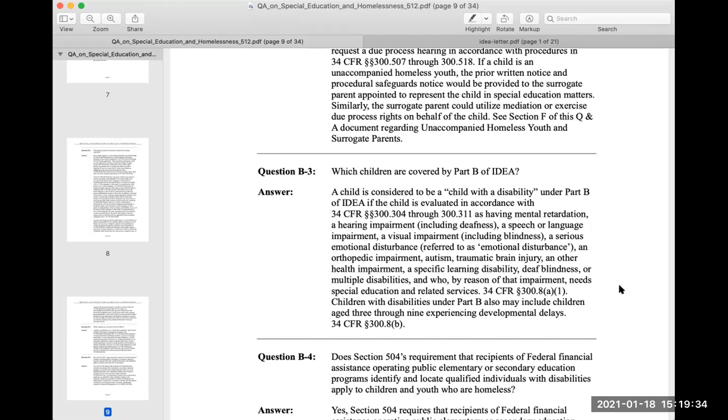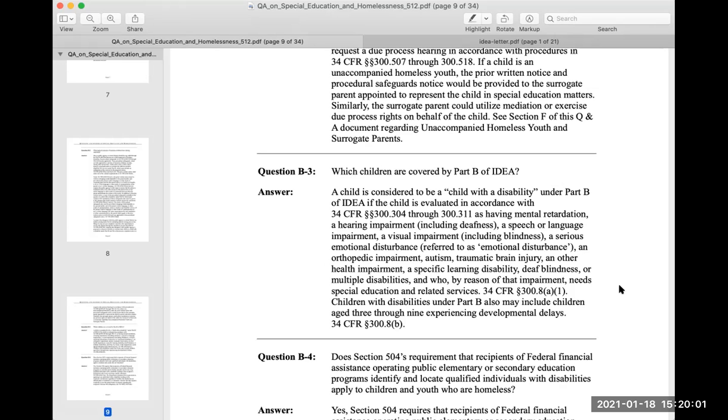If a child is an unaccompanied homeless youth, the prior written notice and procedural safeguards notice would be provided to the surrogate parent appointed to represent the child in special education matters. Similarly, the surrogate parent could utilize mediation or exercise due process rights on behalf of the child. See Section F of this Q&A document regarding unaccompanied homeless youth and surrogate parents.